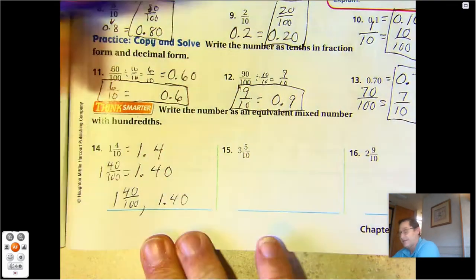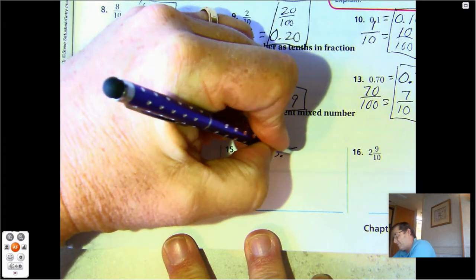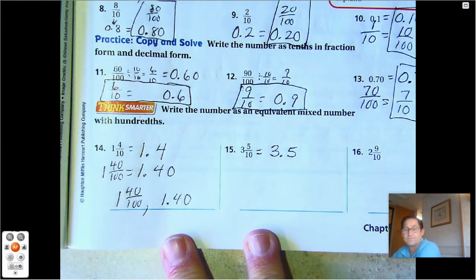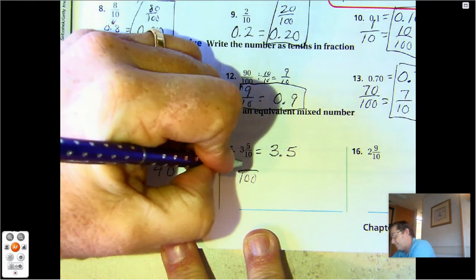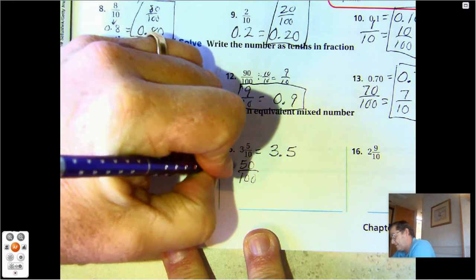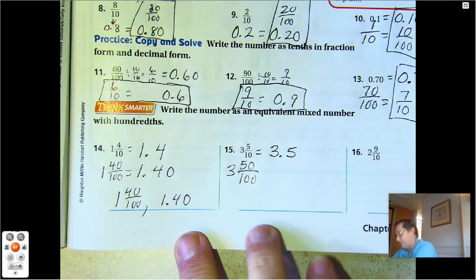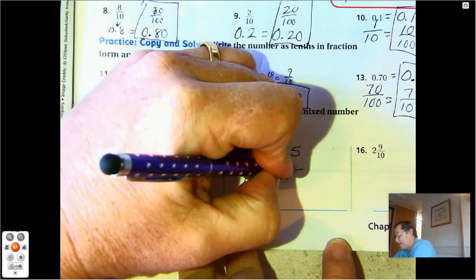3 and 5/10. Well, we would write that as 3.5. In hundredths, I would multiply the 10 of 5/10 by 10 to get 100. And 5 times 10 is 50. So 3 and 50 hundredths. How would you write that as a decimal? 3.50.